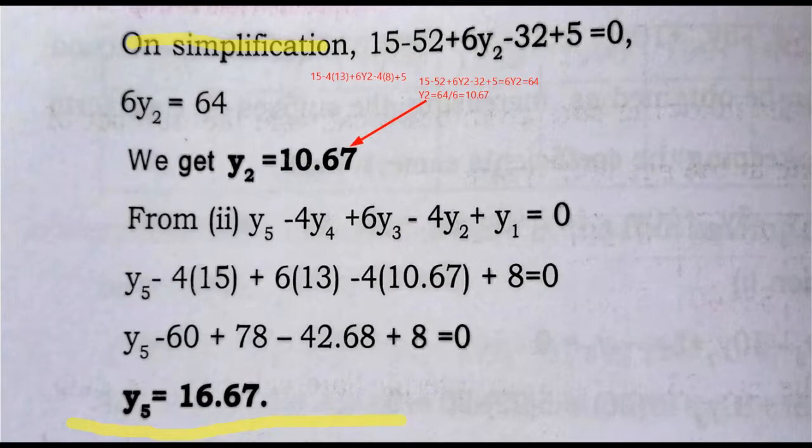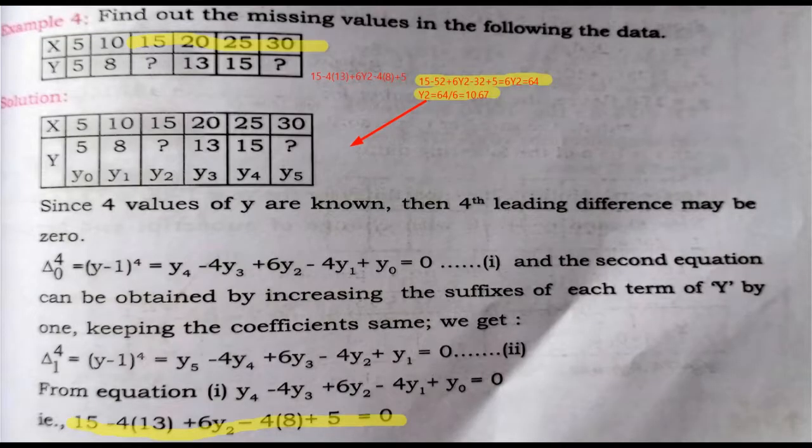This value is called the y2 value. Got it what I am saying? Just take a calculator and multiply and you will get the answer. That is the y2 value. Now we got the y2 value. What is the y2 value? It is 10.67.